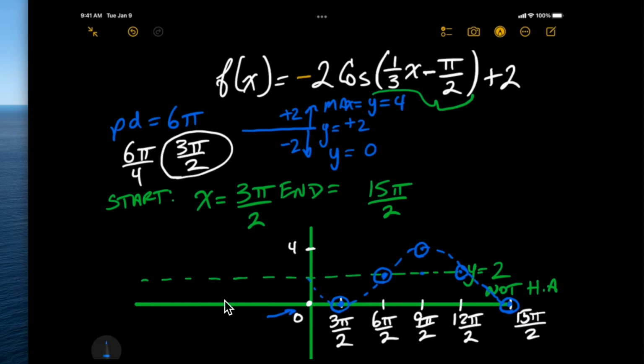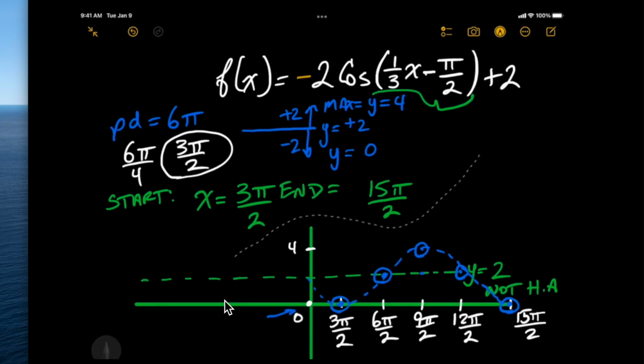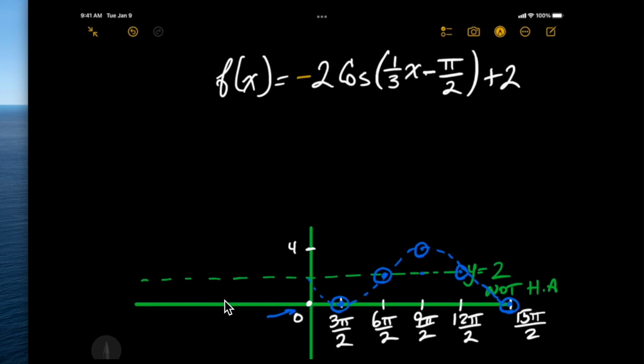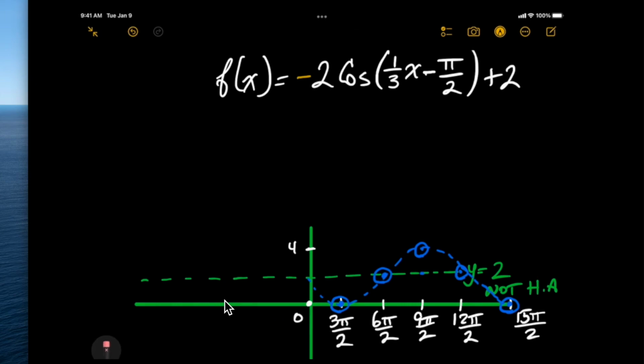Now folks, let me tell you why this makes sense intuitively, and we're going to use this going forward when we look at the cosine function. Do you remember how we determine the starting point? We set what was in the parentheses equal to 0, and we solve for x. We determined our starting point.